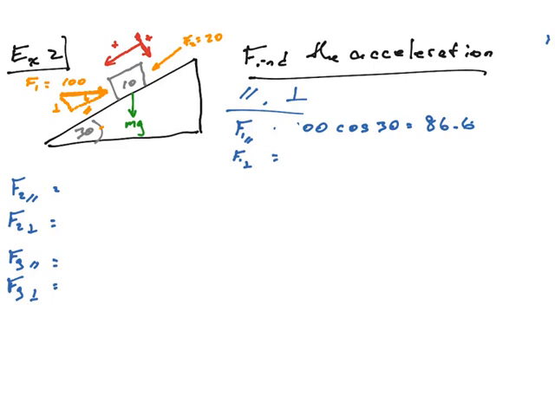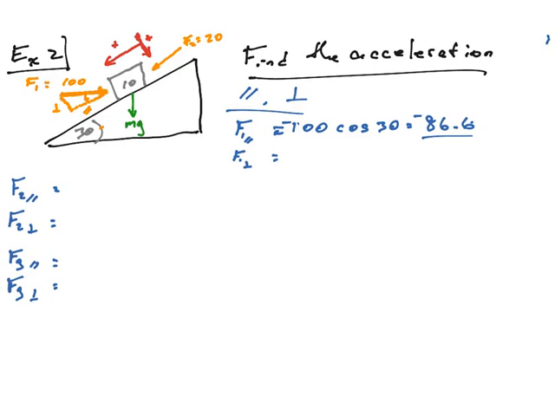But once I've made my choice, now let's look at this. My F1 parallel. Which way does it move the box? Well, F1 is pushing straight to the right, so the box is going to want to move up the plane because of it. Well, I made down the plane positive, so up the plane must be negative. So this force better be negative. So I put a negative on it. And there we go. There's the parallel component of F1 done.